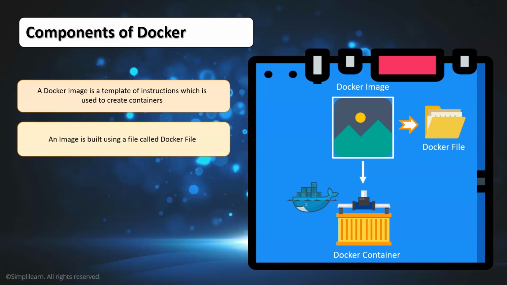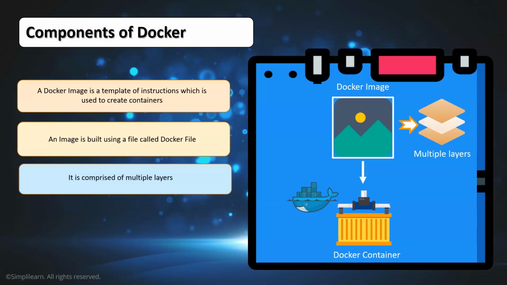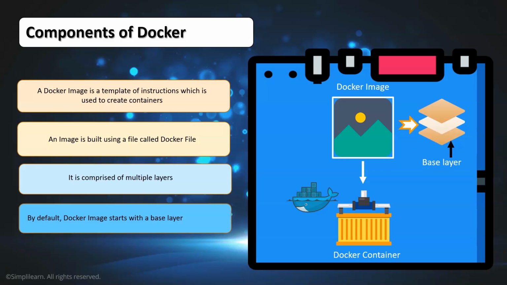In order to build a Docker image, you require a file called a Dockerfile, which of course has all these different instructions embedded in it. So when you run the Dockerfile, it acts like a build tool. Whatever instructions you put in there, all those instructions get processed and you get an end result. Then these Docker images are actually comprised of multiple layers.